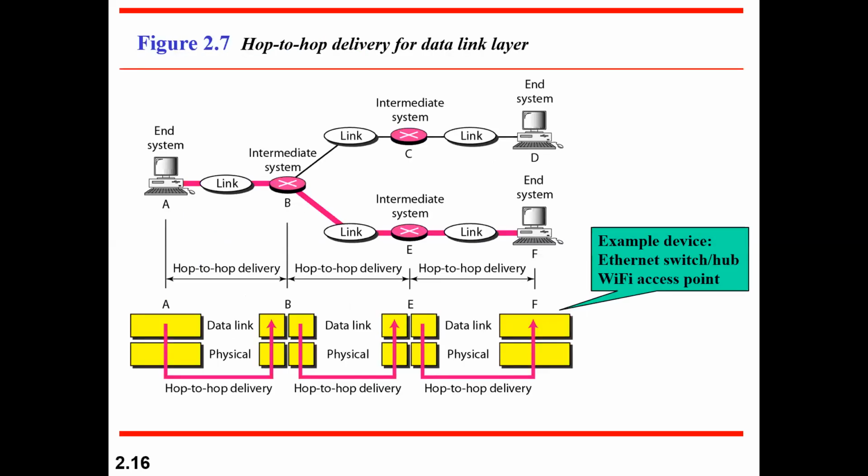Okay. Next, we'll go with hop by hop delivery. In this data link layer, how will the data go? Normally, end system A wants to transmit data to end system F. So here, hop to hop delivery. A is very far from F, and there are a lot of other devices attached other than the end systems. B is one intermediate system, E is another intermediate system. So your end system A starts transmitting the data.